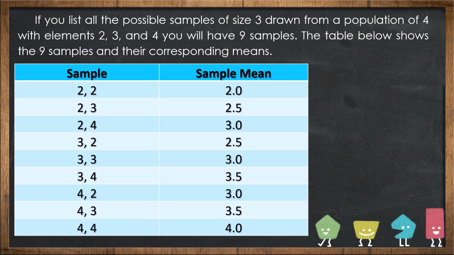Because, as we discussed before, 2 plus 2 is 4. Divide by 2, that is 2. 2 plus 3 is 5. Divide by 2, that is 2.5. 2 plus 4 is equal to 6. Divide by 2 is equal to 3, and so on.